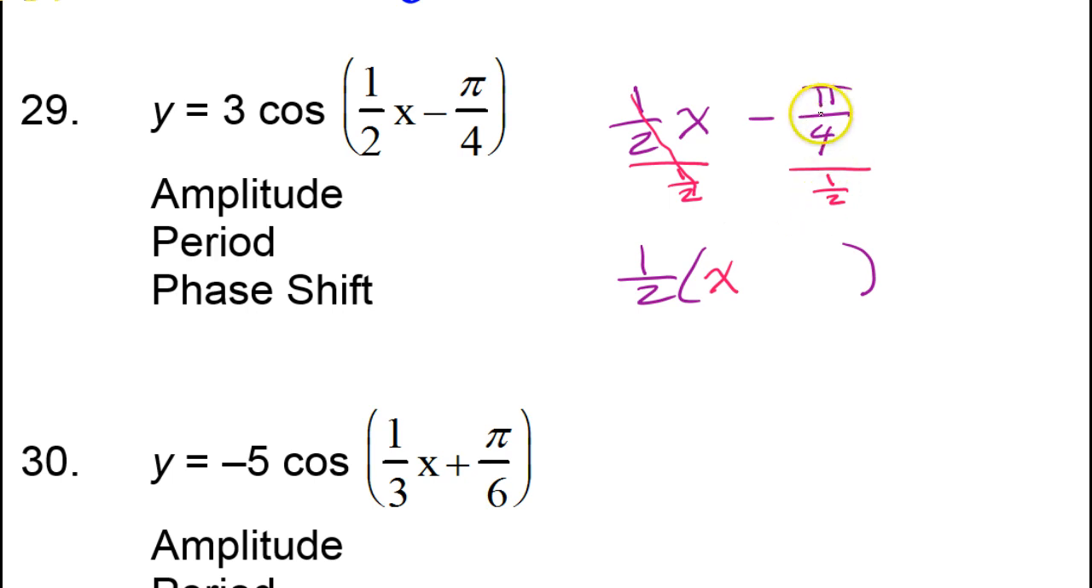Now if you want to do pi/4 divided by 1/2, okay, dividing by a fraction is the same thing as multiplying by the reciprocal. So pi/4 divided by 1/2 is the same thing as pi/4 times 2/1. So that would just give me 2pi/4, which reduces down to pi/2. So that's what goes inside the parentheses. So if I did this division and I got pi/2, this will be x minus pi/2.